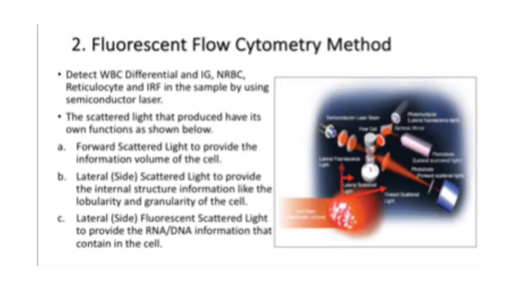As we look at the picture, forward scattered light provides information on the volume of the cell. Lateral scattered light provides internal structure information like the lobularity and granularity of the cell. Lateral fluorescent light provides the RNA and DNA information contained in the cell.